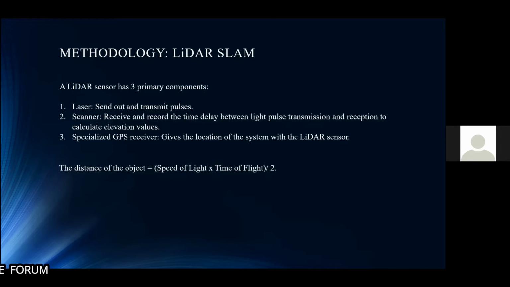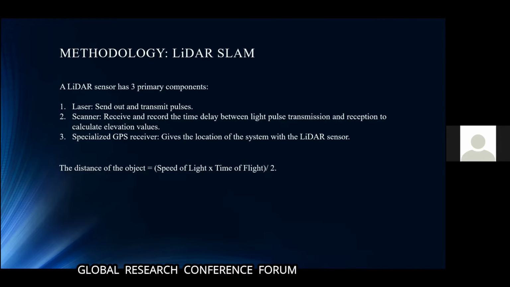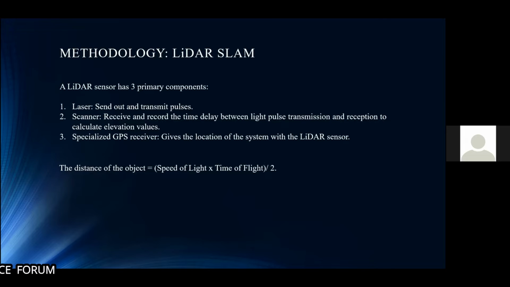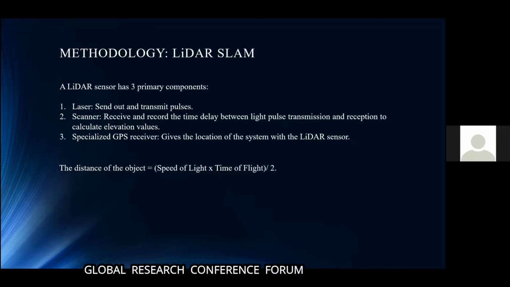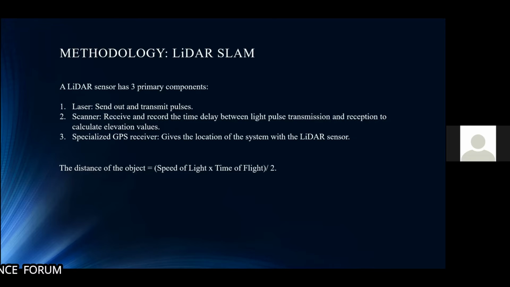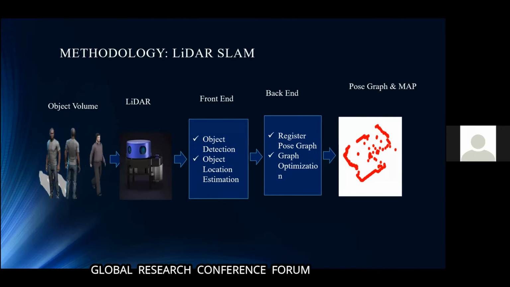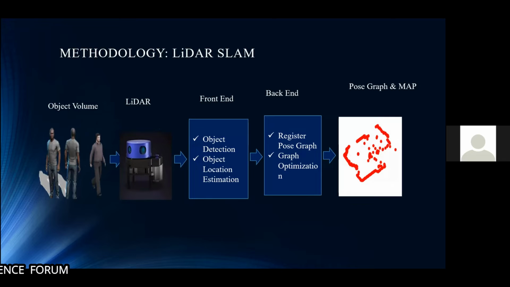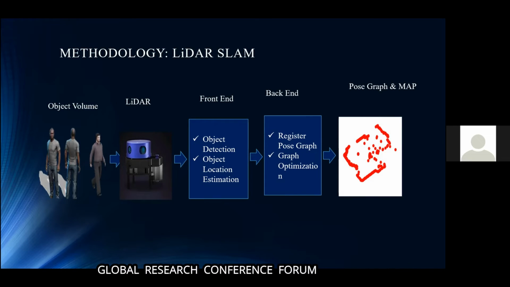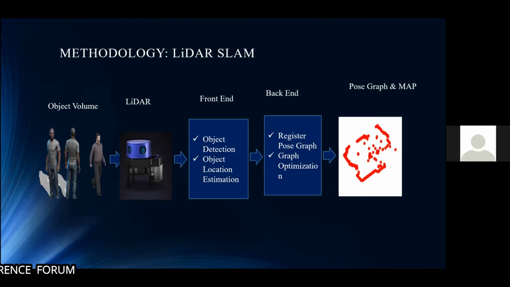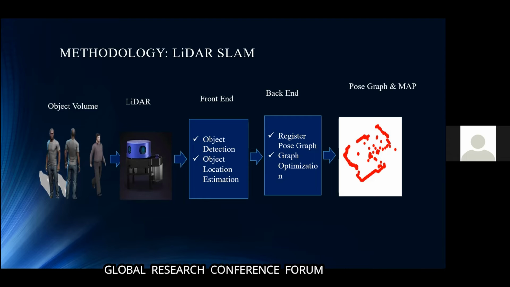In methodology, LiDAR consists of three components. The first is a laser that transmits the pulses. The scanner receives them, records the time and calculates the distance. A specialized GPS receiver gives the exact location of the surrounding object. The formula I already told you. Here is the considered object volume where I have to place a LiDAR sensor. It will rotate 360 degrees and calculate the distances of surrounding objects. In the front end, it will give the location by the distance, and in the back end, it will plot the graph by collecting those points, as shown in the fourth figure.